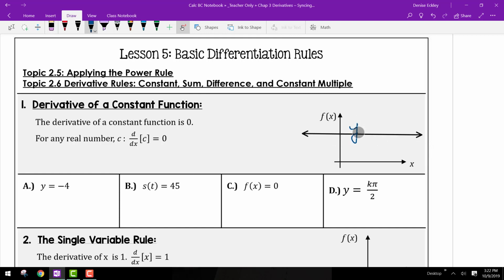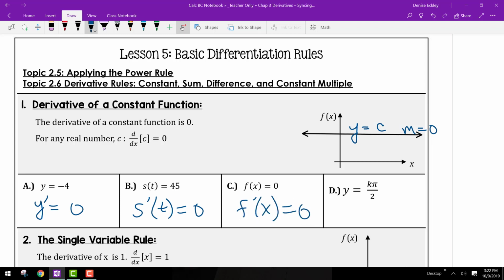This is the graph of y equals c. If you take the derivative of that, the slope of this line is already 0, so the derivative will be 0. So that's why the derivative of a constant is 0. So, for example, the first couple here, these are all constants. The derivative of every one of these, no matter what notation you use, is going to be 0. -4 is a constant, 45 is a constant, 0 is a constant, even k pi over 2, k is considered a constant, so all of those derivatives are 0.